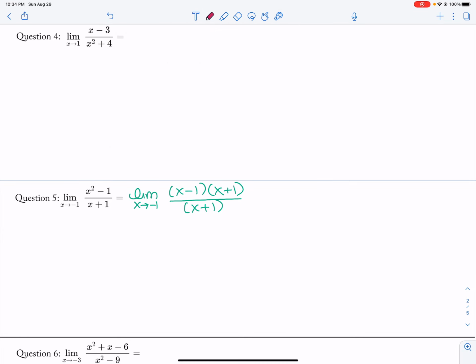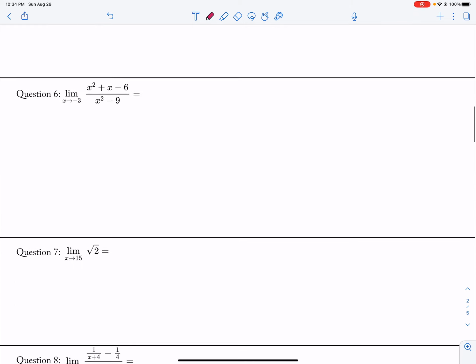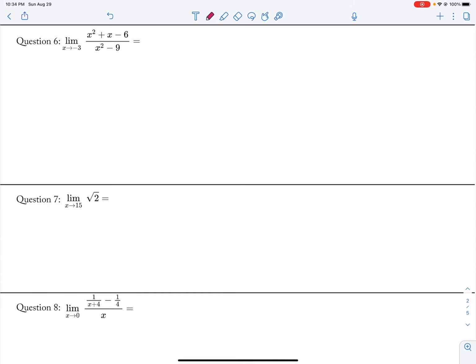So now I'm going to cancel out my x plus 1. I'm left with the limit as x approaches -1 of x minus 1. Now, because there's no 0 in the denominator, I can plug in -1 for my x, and I get -2. Here, there is actually no x, so as x approaches 15, this is just the square root of 2.